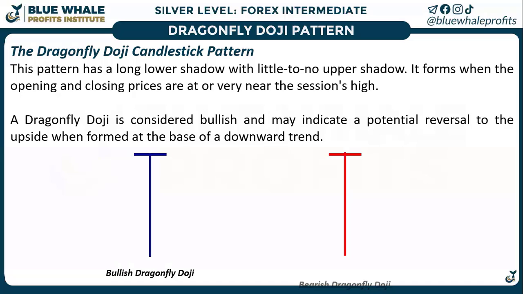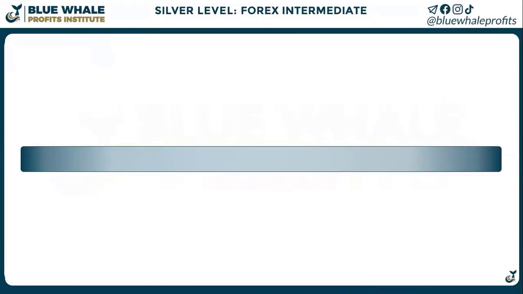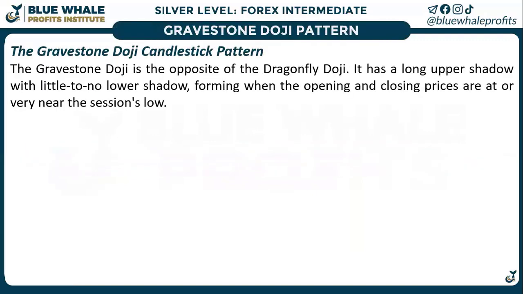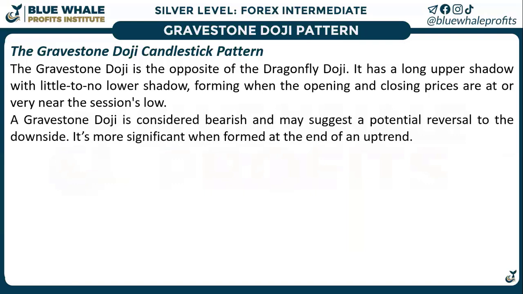And then we have the gravestone doji, my favorite trading candlestick pattern. This is the opposite of the dragonfly doji. It has a long upper shadow with little to no lower shadow, forming when the opening and closing price are relatively near to the session's low. A gravestone doji is considered bearish and may suggest potential reversals to the downside. It's more significant when formed at the end of an uptrend, you understand? When formed into a resistance or into a supply area or zone, it's very, very significant.